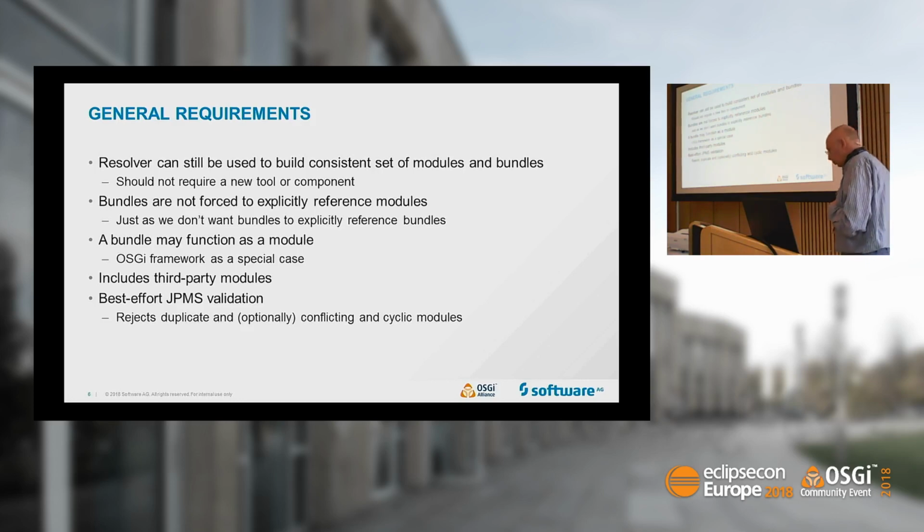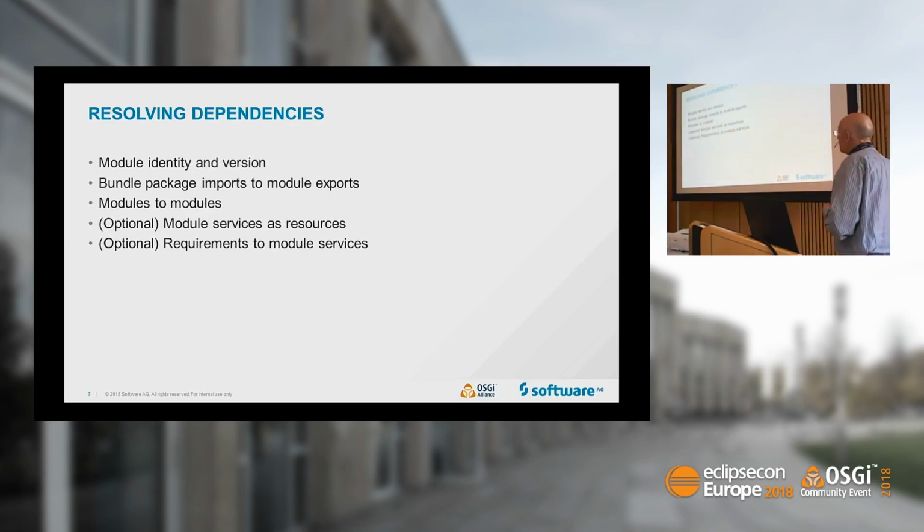Also, we would want the mechanism to allow doing those validations that JPMS defines, like we can't have two modules that export the same package, or modules can't have cyclic dependencies. And we can't have duplicate modules, so we can't have two modules of different versions. The whole version concept is quite a weak thing in JPMS. So these would be the general requirements, and now more specifically about the resolving itself.